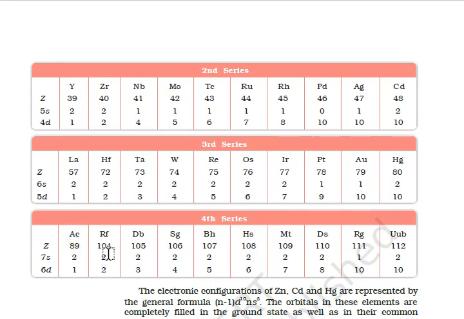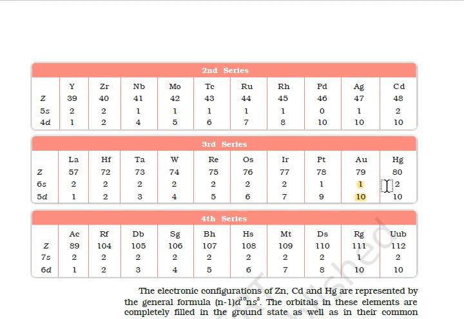So the left out 14 middle elements are taken into the next series, which is the next block, known as the F block elements. Here also two special cases are there, where gold has a fully filled d orbital and only one electron in the 6s outermost shell.